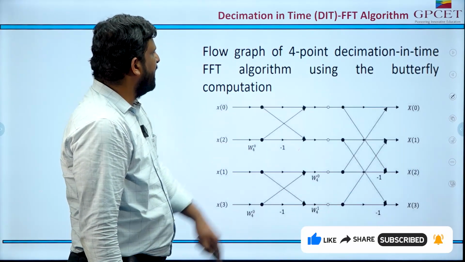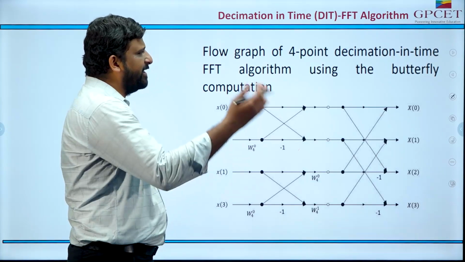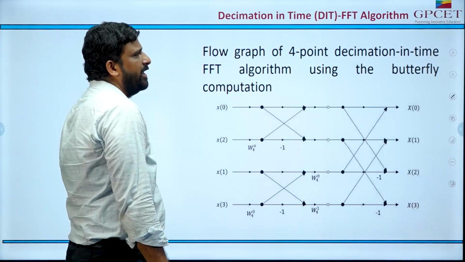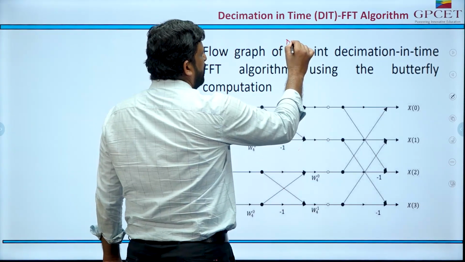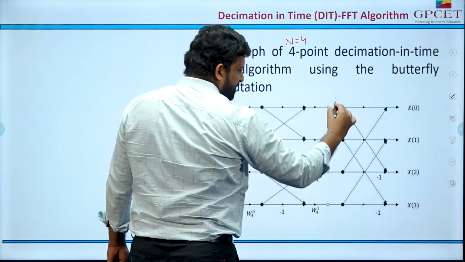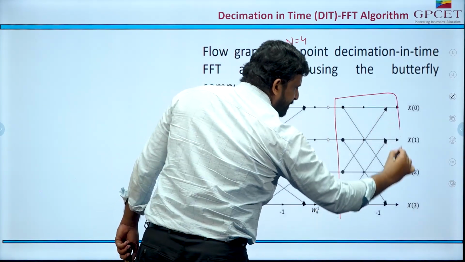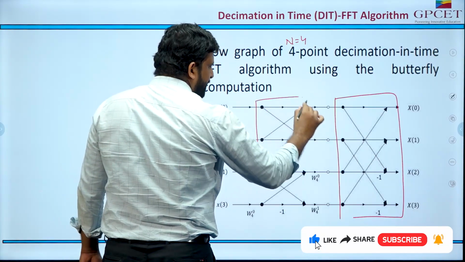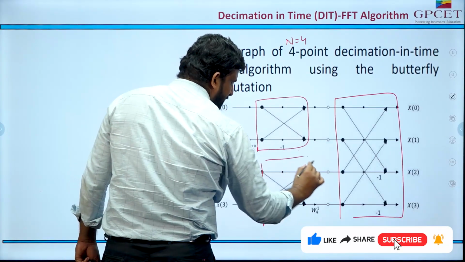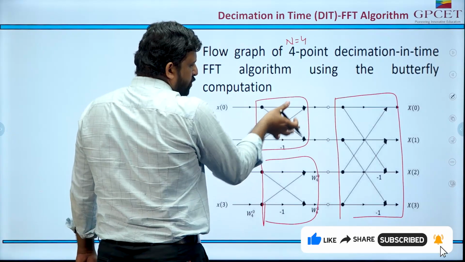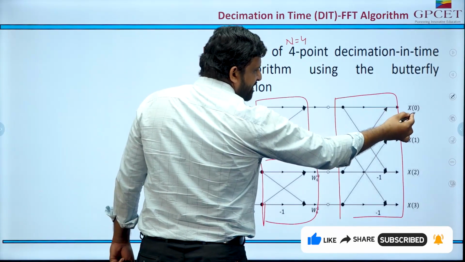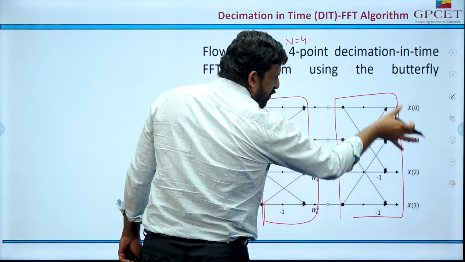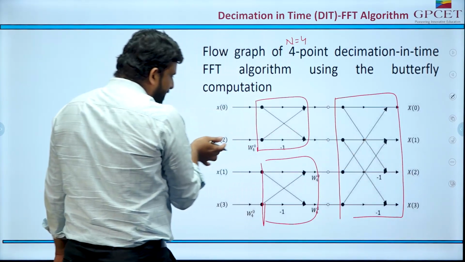And a simple flow graph of 4-point decimation. Previously we have seen N is equal to 8, now N is equal to 4. If they give N is equal to 4, after that we divide into N by 2, that is 4 by 2, that is 2 sequences. And you can see the sequence 0, 1, 2, 3, four sequences. And what are we going to get as the input sequence?